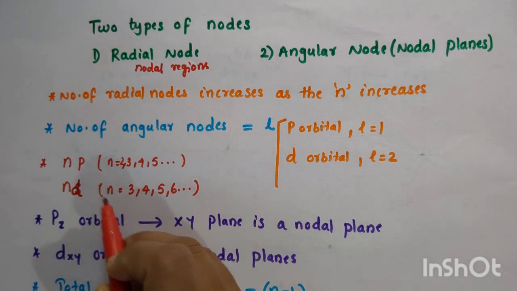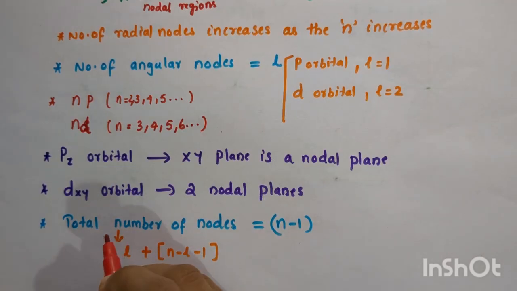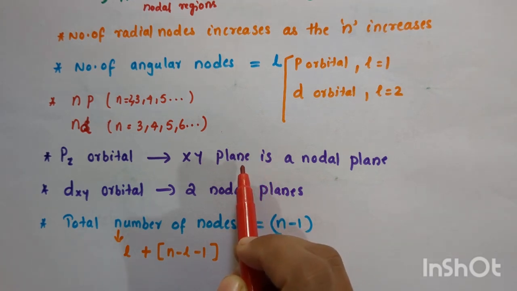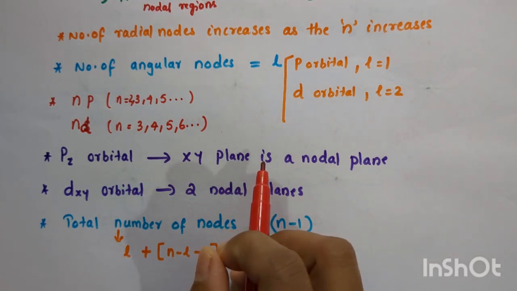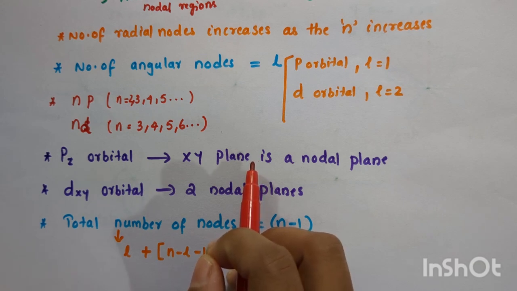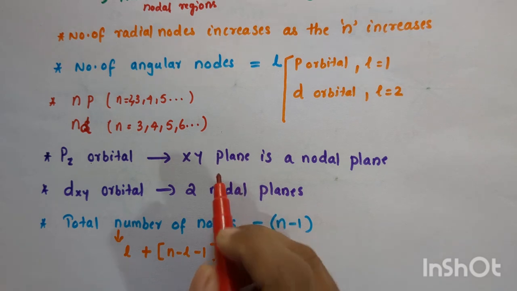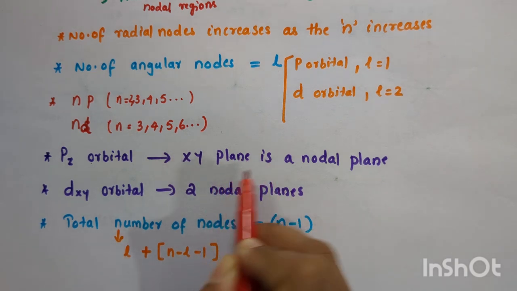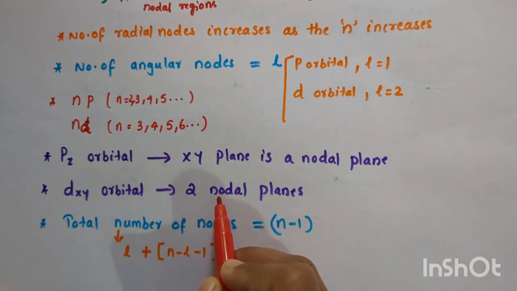For np and nd orbitals, consider the probability function. In the case of the pz orbital, the xy plane is a nodal plane. That is, in that plane we cannot find an electron. The probability of finding an electron is almost 0 in that plane. So in the pz orbital, the probability of finding an electron is 0 at the xy plane. And for the dxy orbital, there are two nodal planes, or two angular nodes.